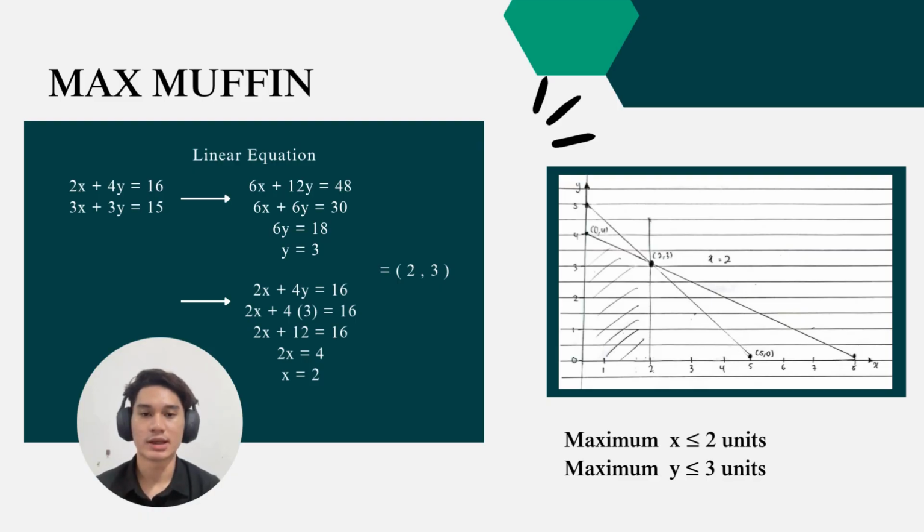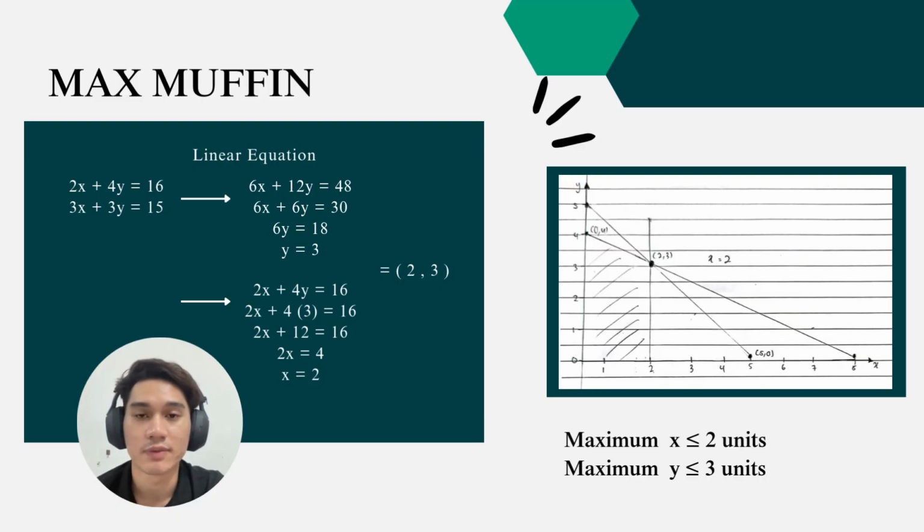So I will present the optimization analysis for the muffin problem. So we start with defining our variables, which is x be the number of trays of banana muffin baked, and y be the number of trays of blueberry muffin baked.